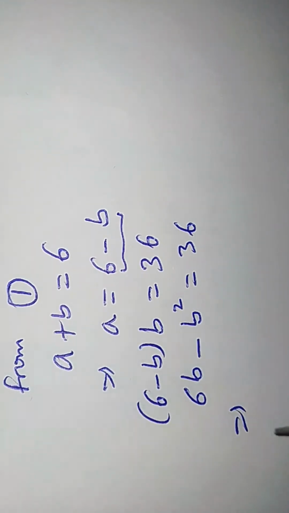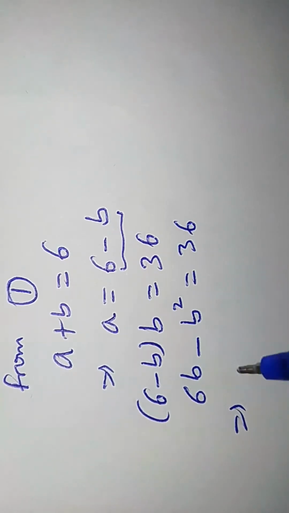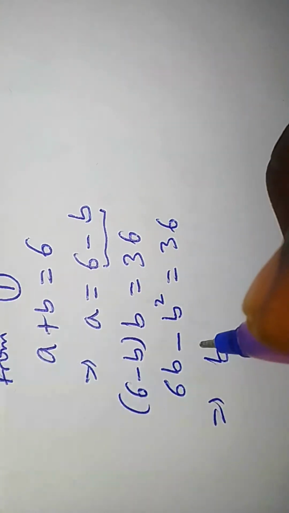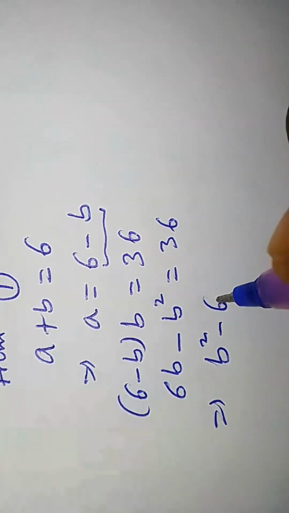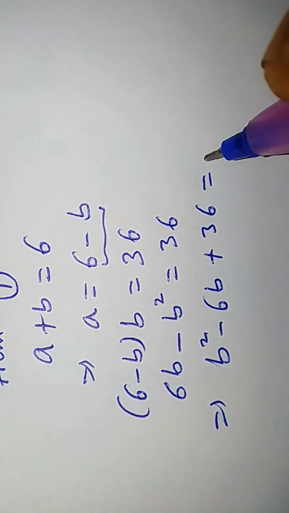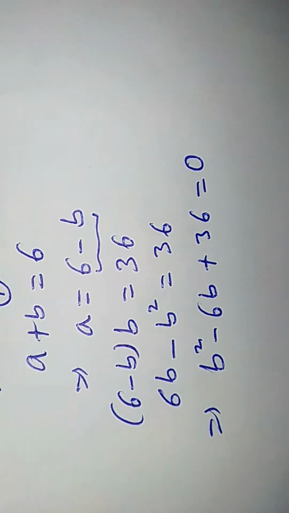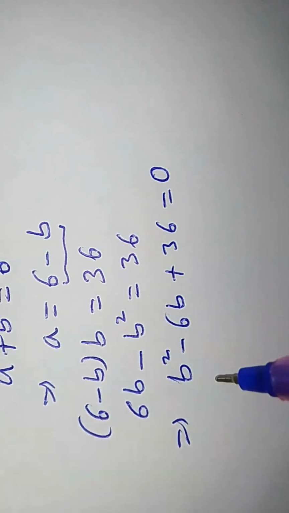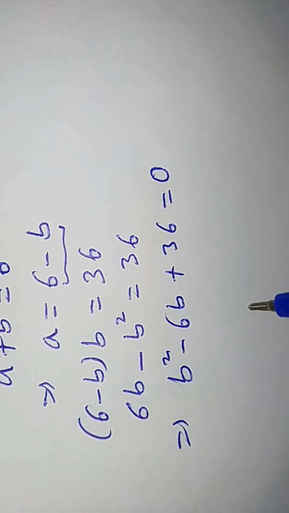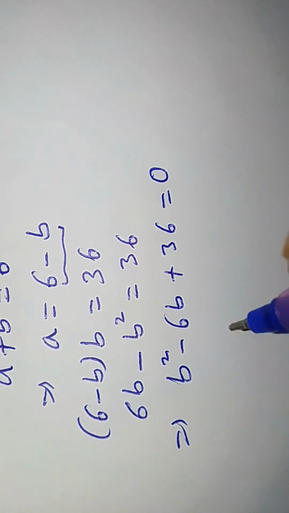Now, let us rearrange this equation. Doing that, we're going to have b squared minus 6b plus 36 equal to 0. You will see that this is a quadratic equation and we can solve it using completing the square method. So let us solve this using completing the square method.